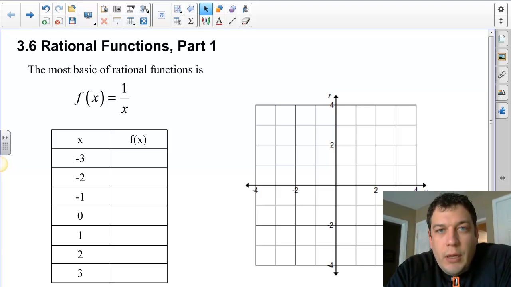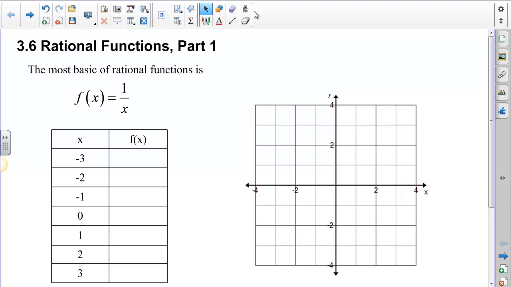But I'm breaking up 3.6 into two different sections, one for simple rational functions and their transformations, and then ones that are a little bit trickier and ones that we'll have to work with a little bit more. So the first ones that we're going to deal with are all a matter of looking at this parent function, which is f of x equals 1 over x.